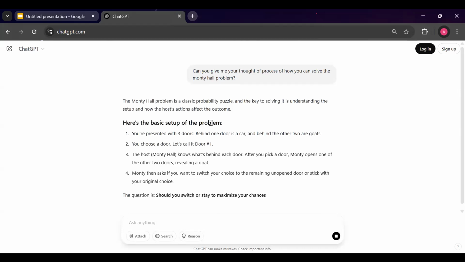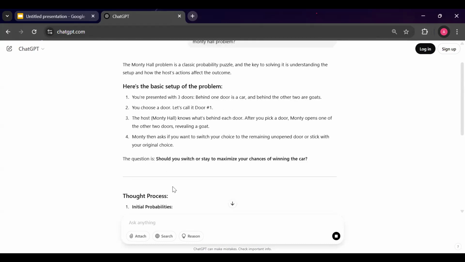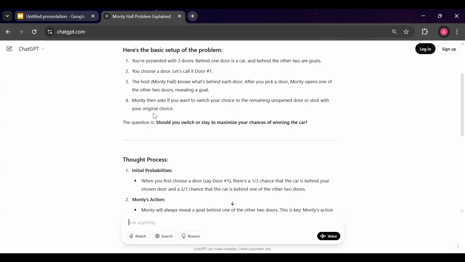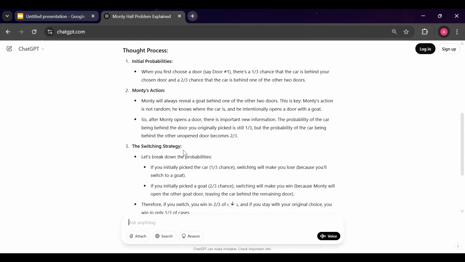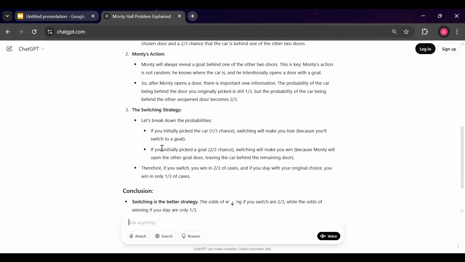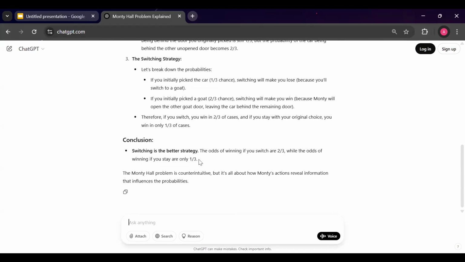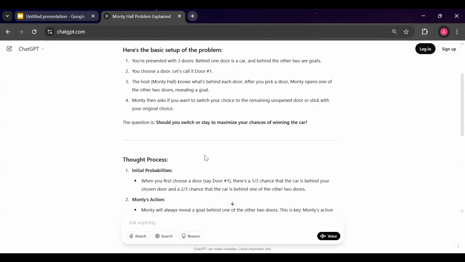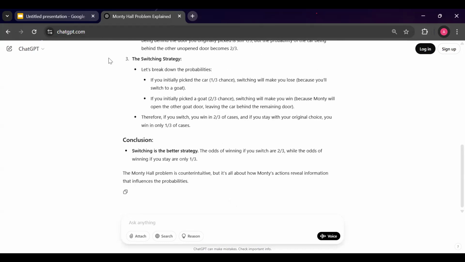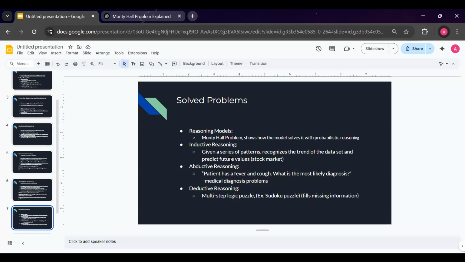So as you can see, it is giving it in a detailed way, based on the problem. So it gives you the thought process, it gives you the steps, for the basic setup of the problem. So it gives it to you in a structured form. It gives you the thought process, which is the probability, its actions, the strategy, and its conclusion, right? So all of this is in a structured form and it is detailed when it comes to solving problems.